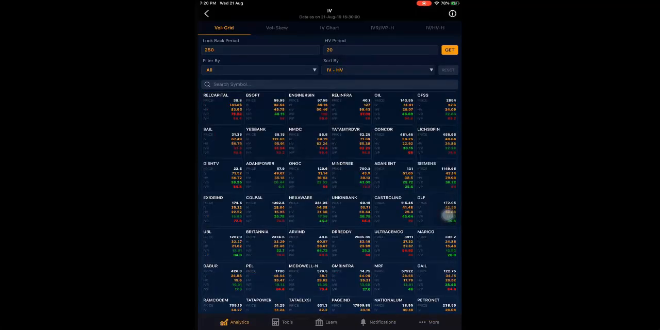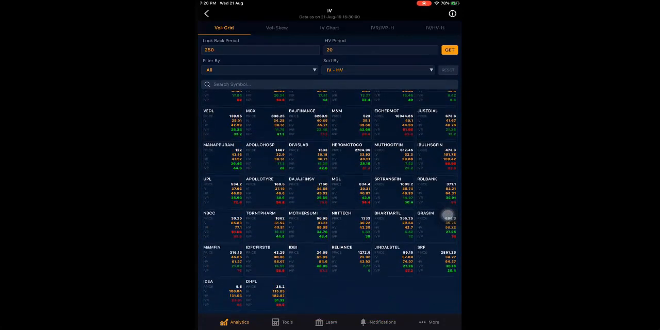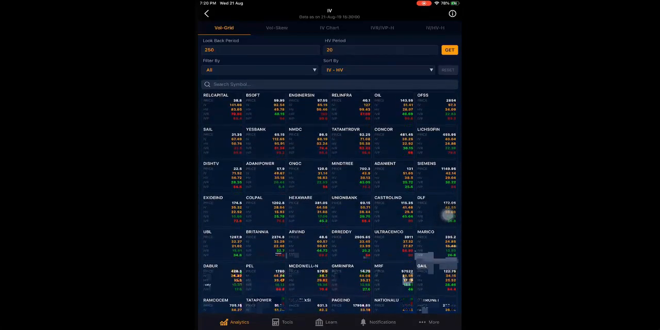So one where there is the highest deviation to the one which is at the lowest. In the case of Reliance Capital, IV and HV are 141 and 83%. While if you go down, in the case of DHFL, the historical volatility of the stock is 182%. Currently it is 115. So this way you know the stocks which are having the deviation.